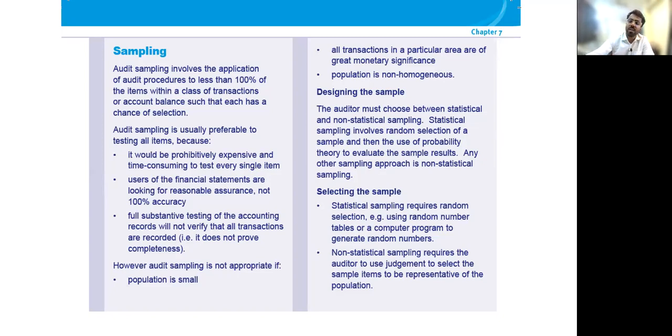Or for example, let's say in the last year, the company has purchased fixed assets. There were only 10 fixed assets which were purchased. There were only how many?